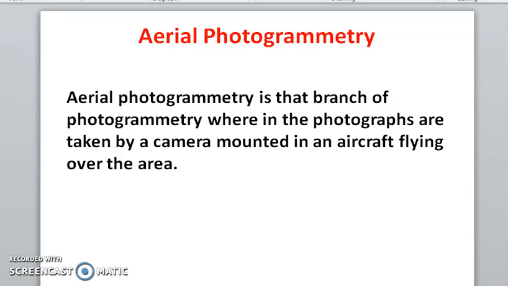We will go for advanced survey, aerial photogrammetry. Aerial photogrammetry is the branch of photogrammetry where photographs are taken by the camera mounted in aircraft flying over the area. Now, application of aerial photogrammetry.